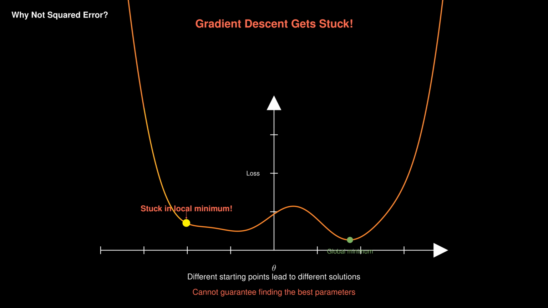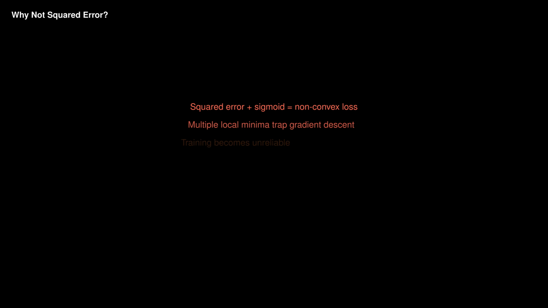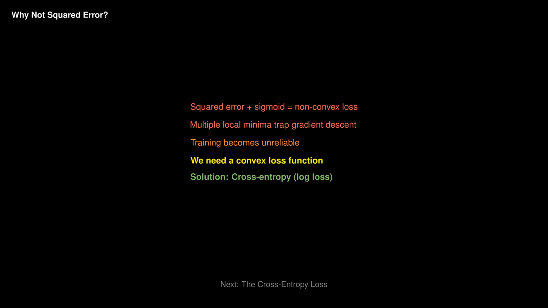That is exactly what happens with the squared error loss for logistic regression. Gradient descent might converge to a local minimum that is not the global minimum. Different starting points can lead to different solutions. The result is unreliable. Sometimes you get a good model, sometimes you do not, and you cannot tell which is which. So where does this leave us?